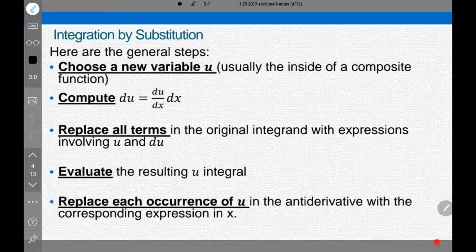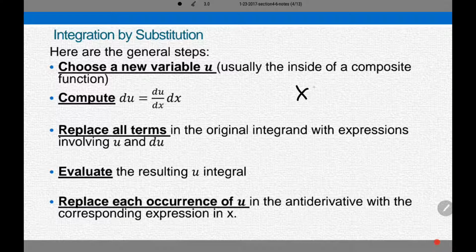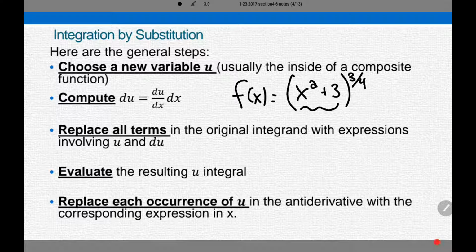So these are some steps that we're going to do each time, and then I'll show you how all these work. So we're going to choose a new variable u, and that's going to be the inside of our composite function. So when we had a composite function, we had something along these lines. So for example, we had x squared plus 3 inside of a power of 3/4. That would be like a composite function. In this case, our u would be the x squared plus 3.